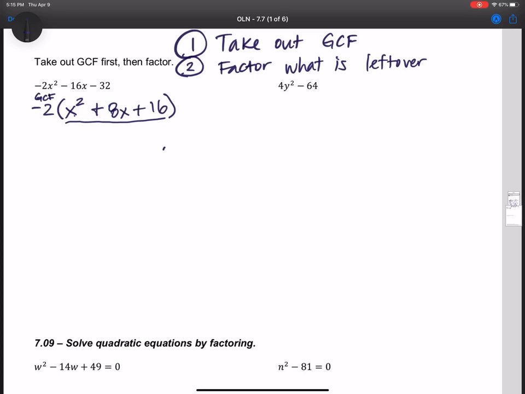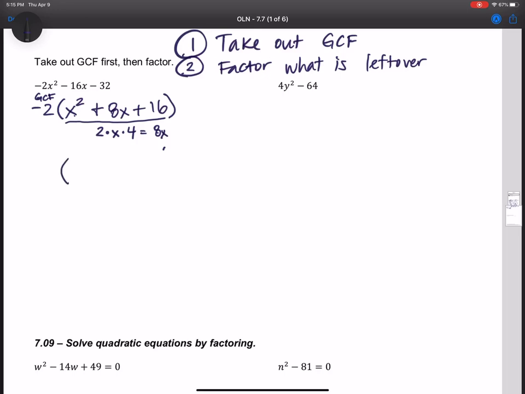All right, is the first term a perfect square? Yes, it is, because you can take the square root of it. Is the last term a perfect square? 16 is a perfect square. You can take the square root of it. Is the middle term 2 times the square root of the first one times the square root of the last one? And that is 8x. So that means we can use our shortcut.